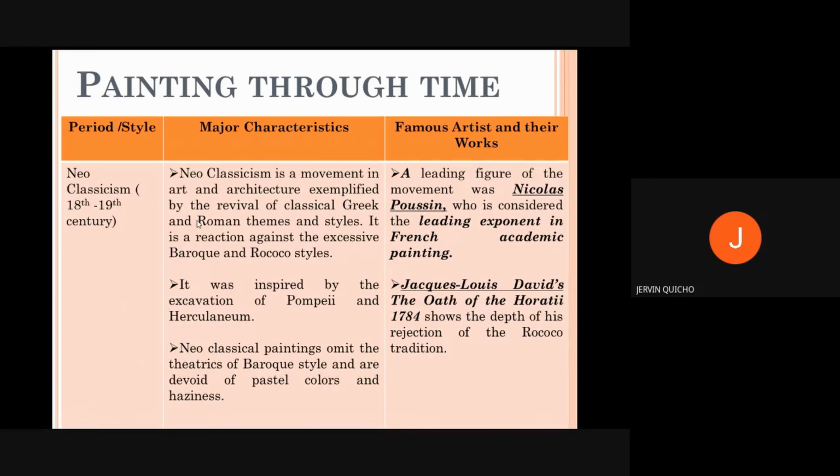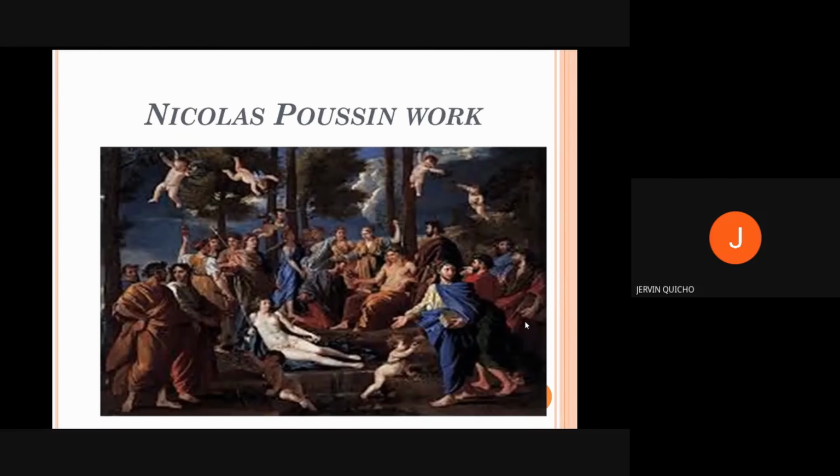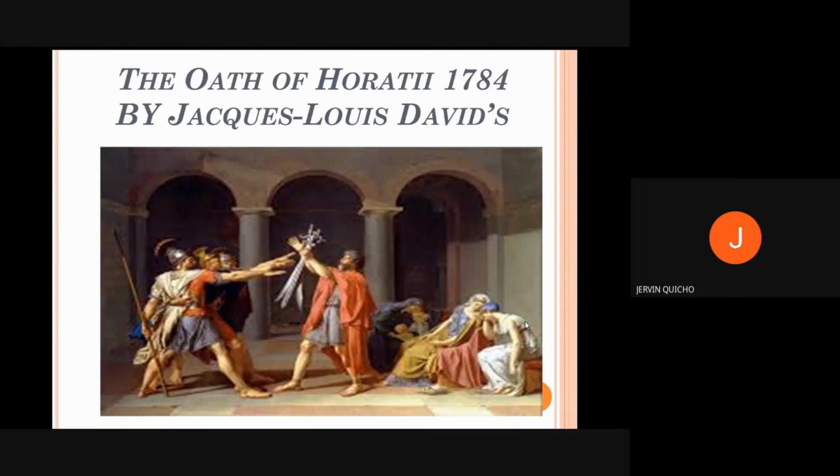In the Neoclassicism period, the excessive reactions of Rococo and Baroque are omitted. In neoclassical work, paintings omit the theatrics of Baroque. They move away from pastel colors and haziness. An example is the work of Nicolas Poussin and the Oath of the Horatii. We look at Nicolas Poussin's work, some examples that he made. And what we have next is the Oath of the Horatii, which tells us about patriotism and masculinity, that they wanted to protect others, their country.